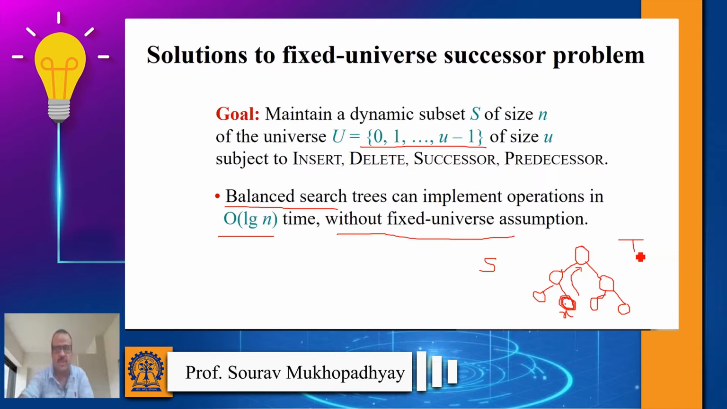So now the question is how we can use this fact, how we can take help of it. I mean, we should use that our keys are coming from this universe. So any suggestion, any other data structure?